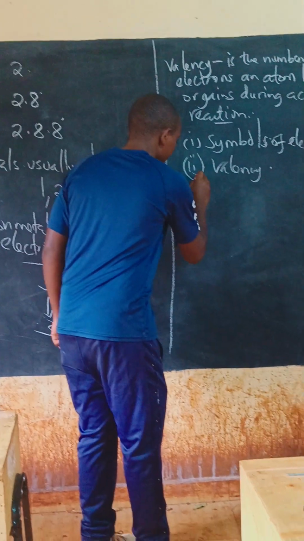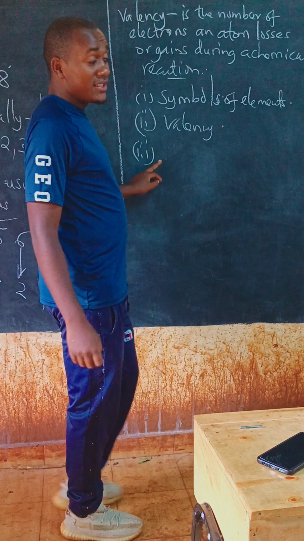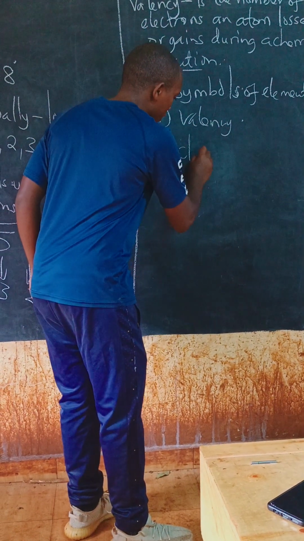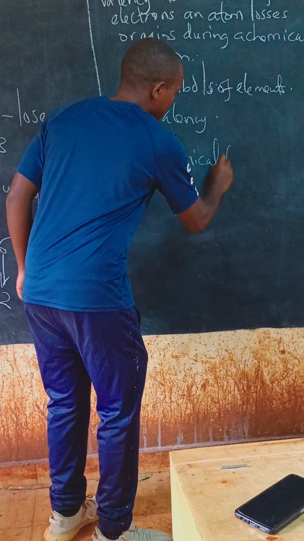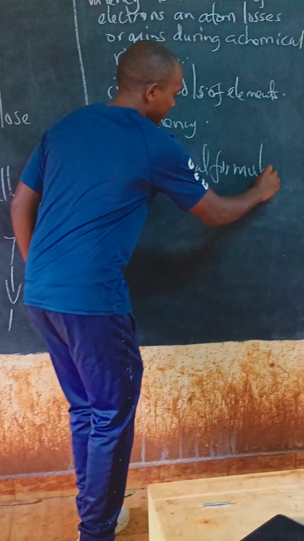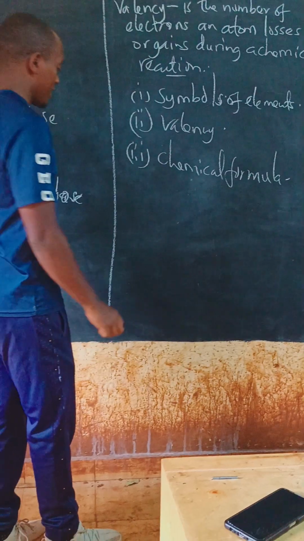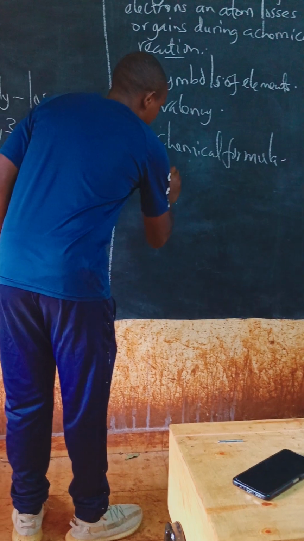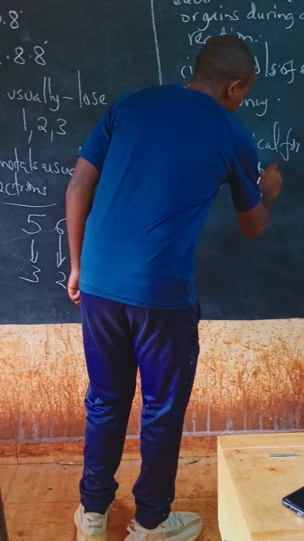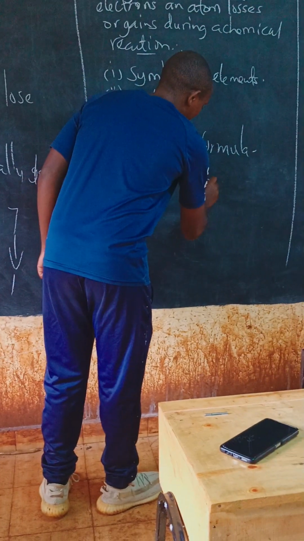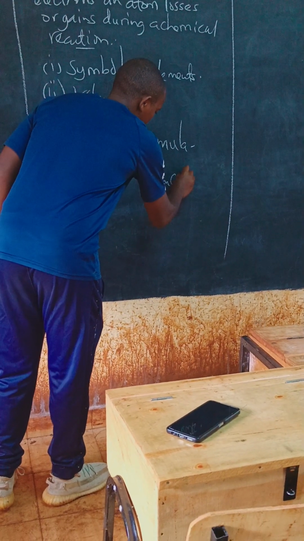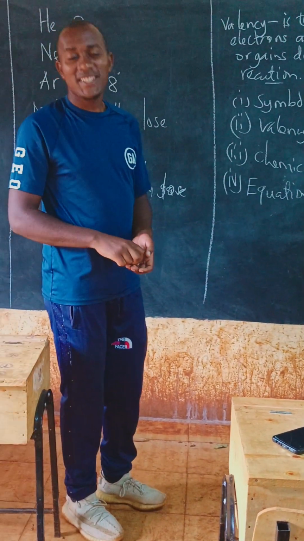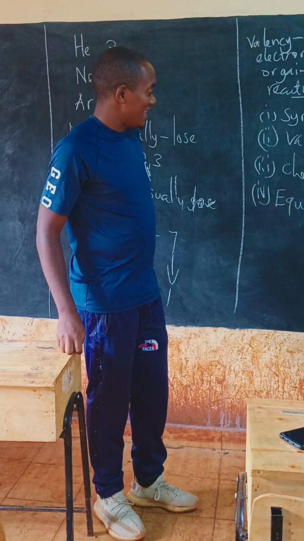Number 3, after knowing the valencies, there is a way that we exchange these valencies so that you can write the chemical formula. Number 4, after writing the chemical formula, you can write a chemical equation, which must be balanced. For you to know chemistry, you must know how to write a well-balanced chemical equation.